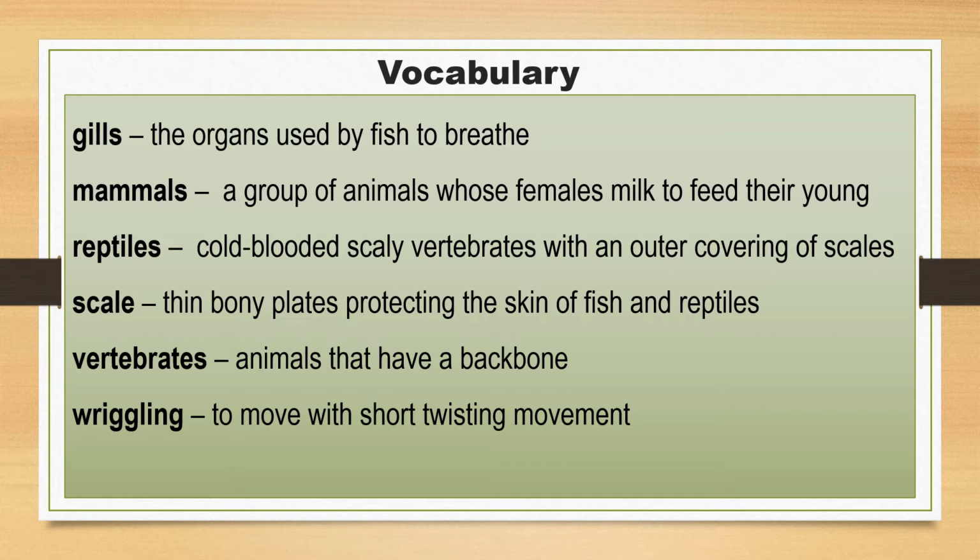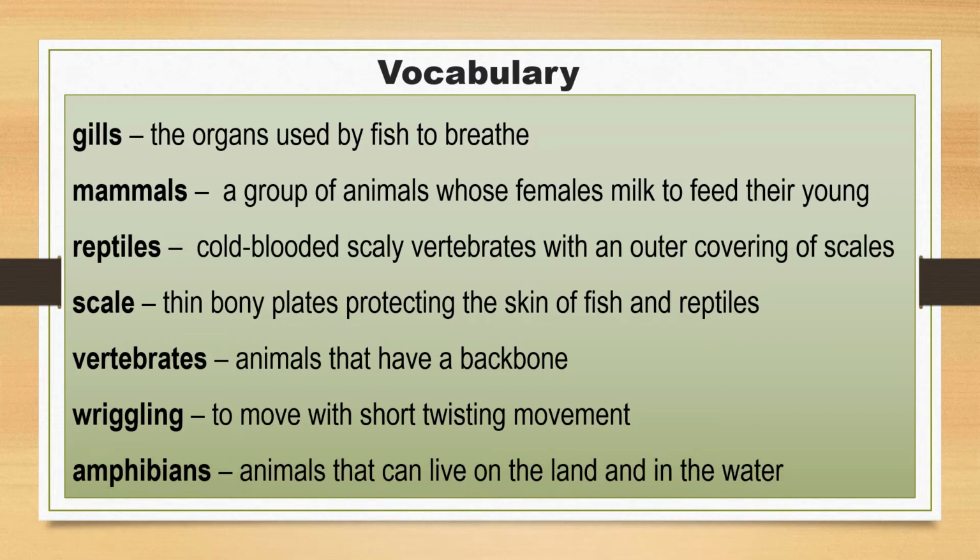The last vocabulary, you have amphibians. Amphibians are animals that can live on the land and in the water. So those are the vocabularies or the words that you're going to learn in this topic. What are they again? You have gills, mammals, reptiles, scale, vertebrates, wriggling, and amphibians. So let us proceed to our lesson.